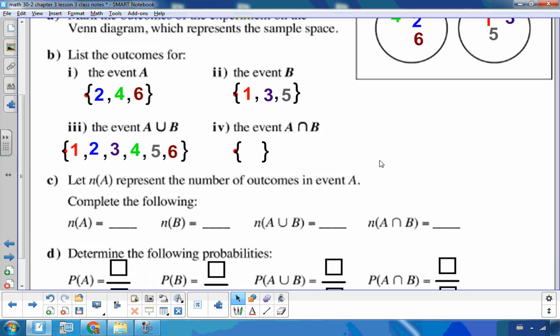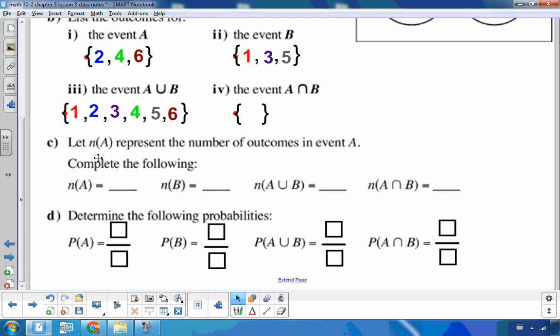Now let's look at all of the numbers in each of these sets. So the number in set A, there are 3 in set A, which makes the probability 3 ways out of a total of 6. The number in set B, there are 3 outcomes in set B, so the probability of B happening would be 3 out of 6. A or B, there are 6 outcomes in A or B, so the probability would be 6 out of 6. And there are no outcomes in A and B, so the probability there would be 0 out of 6.